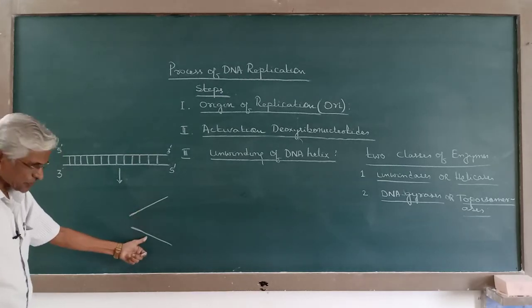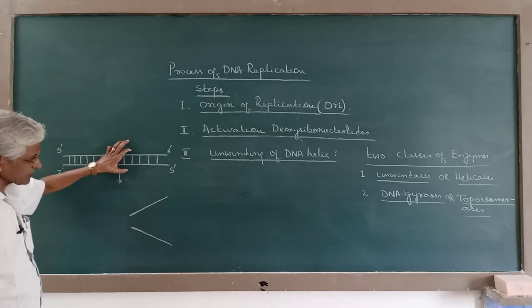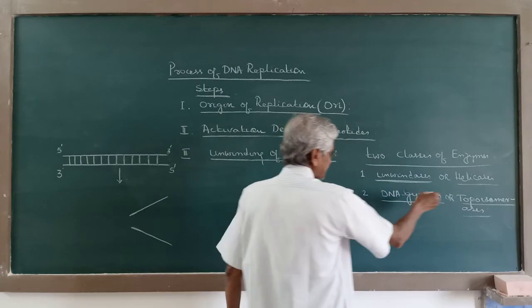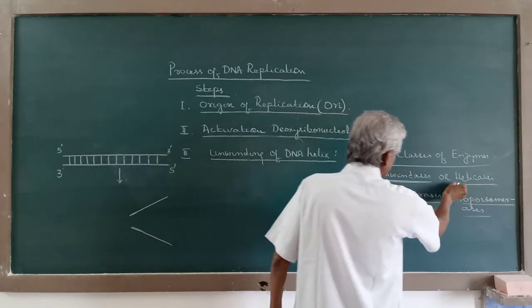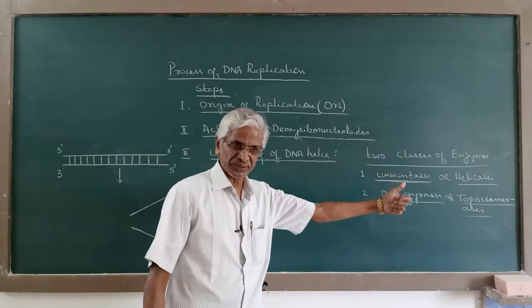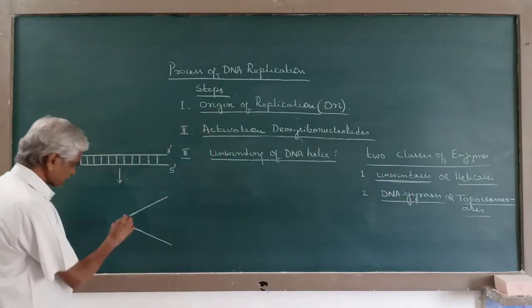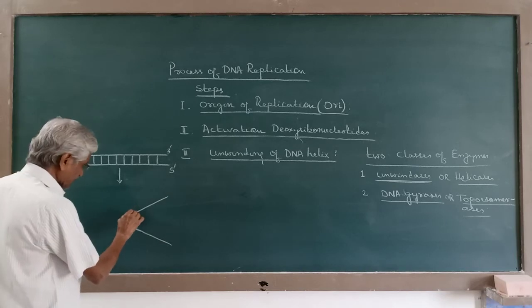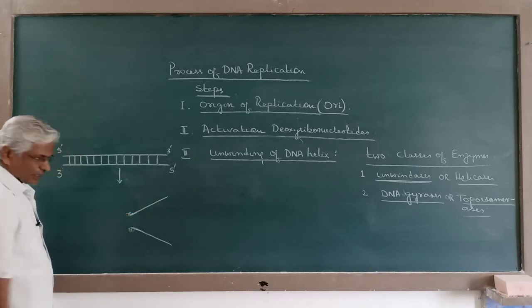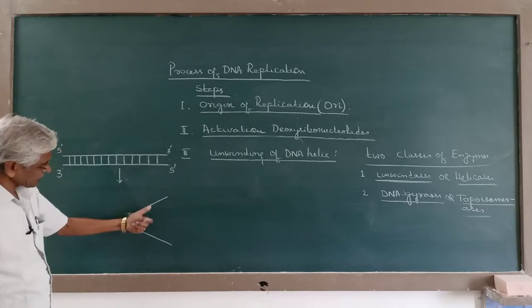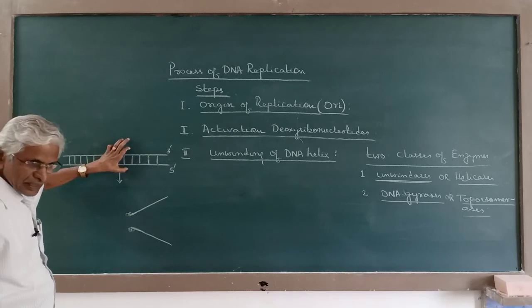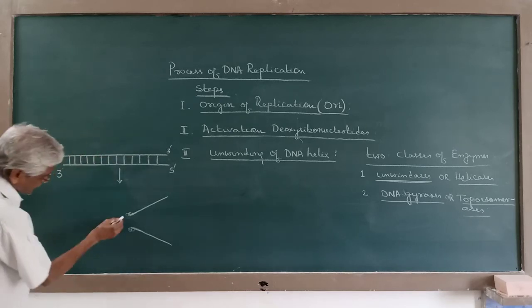Now separation of these two strands at this end of the DNA is brought about by this category of enzymes called unwindases or helicases. So helicases enzyme. So here are the helicases. You have helicases enzyme, and these helicases enzymes will separate these two strands at one end of the DNA.